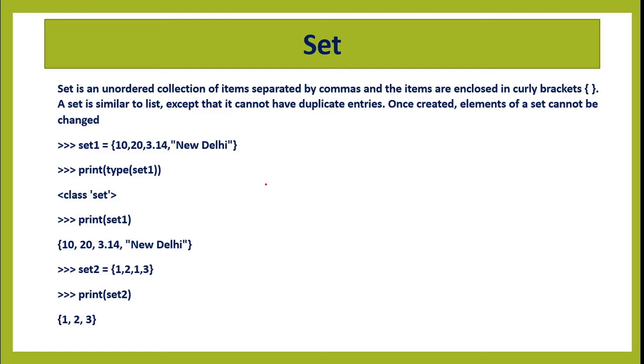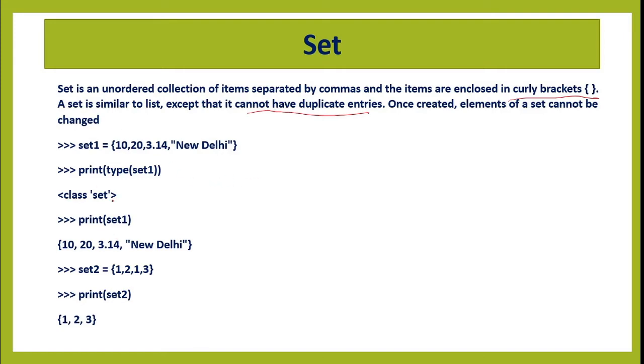The next one is set. It is an unordered collection of items separated by commas, and the items are enclosed in curly brackets. The set is similar to list, but one of the differences is it cannot have duplicate entries. So that is the difference. Once created, the elements of a set cannot be changed.